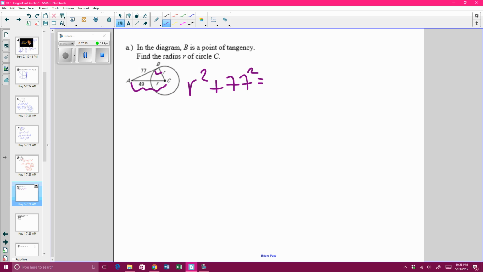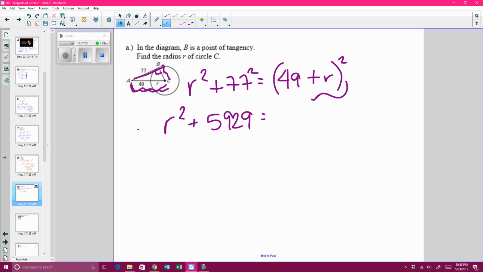And now we have to say that r squared plus 77 squared equals this entire length squared. It's not 49r, it's 49 plus r. And we have to square this entire quantity. So this would just remain r squared. This would be 77 squared, which is 5929. And then we're going to square out this quantity.